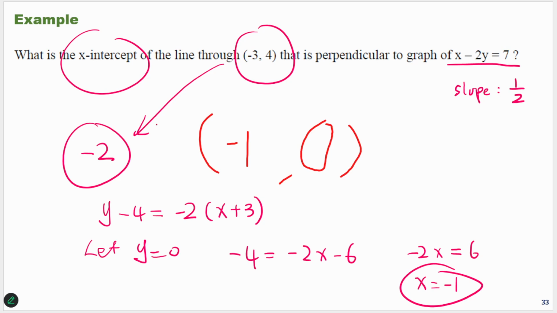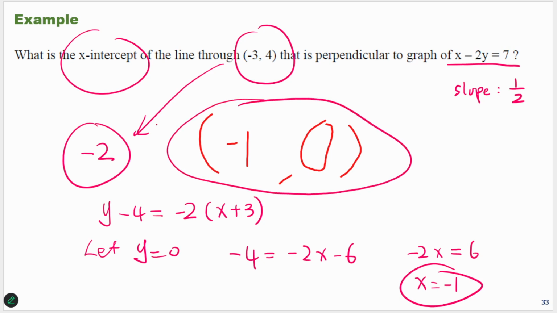And rigorously speaking, the x-intercept is a point, so it's better to use (-1, 0) as the coordinates of a point. But it's also okay if you simply state x equals -1, because by default, the y coordinate of an x-intercept is always 0. So both ways are correct.